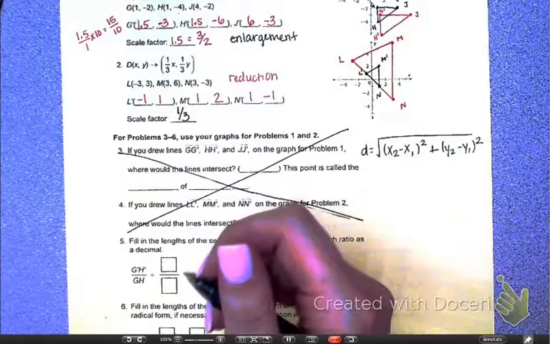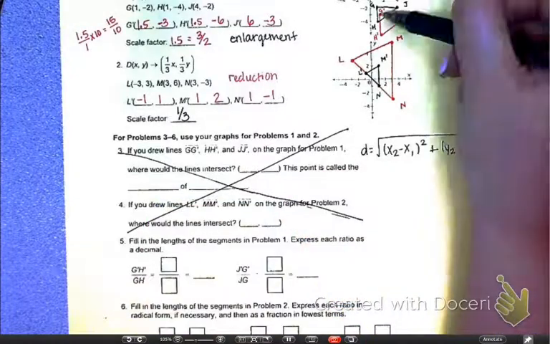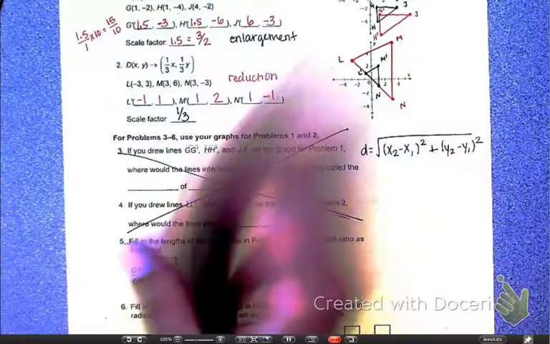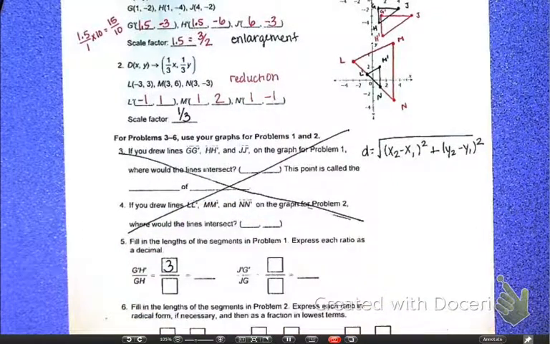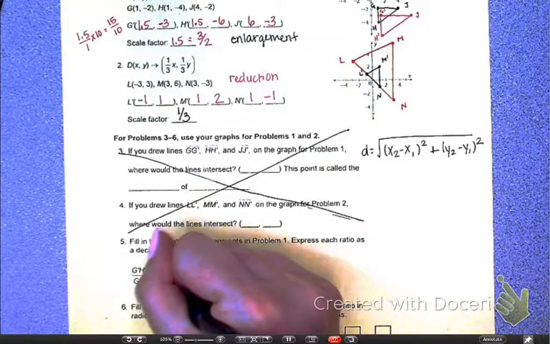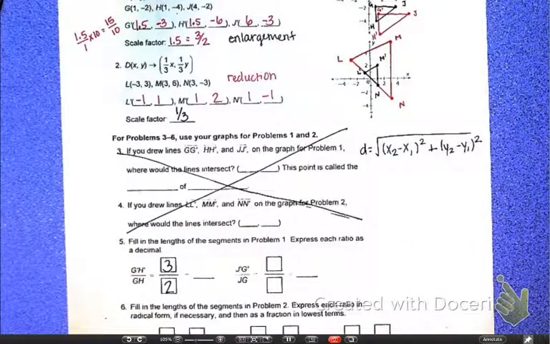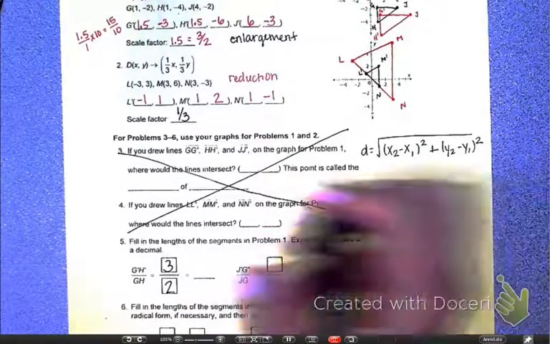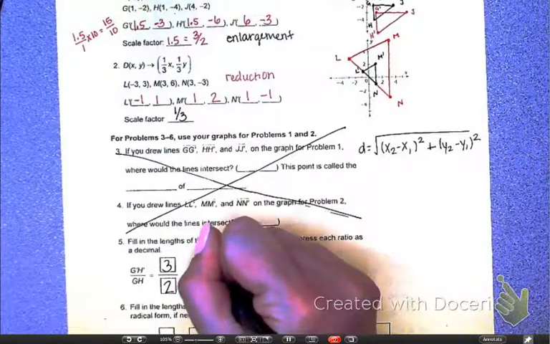3. We're just counting the boxes of G prime, H prime. So if you count, it's 1, 2, 3 units long. So G prime, H prime is 3. What is the length of GH? 2. And what is 3/2 as a decimal? 1.5? Okay.